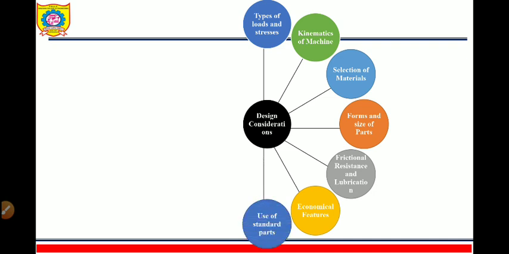Next is use of standard part. So after designing, we may get some parts which are odd, which are not available in the market. So whatever size we are getting after stress calculation, that can be converted into some standard part. Safety of operation. So whenever your component or machine is designed, whether it is safe to the environment and human beings, that we need to decide.